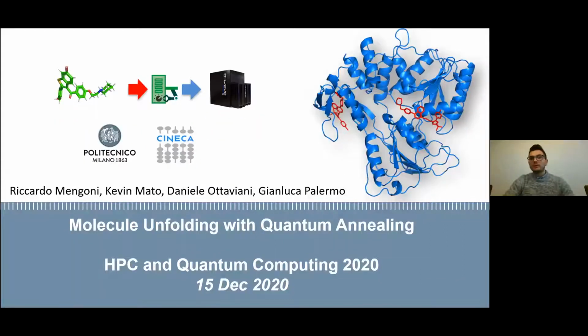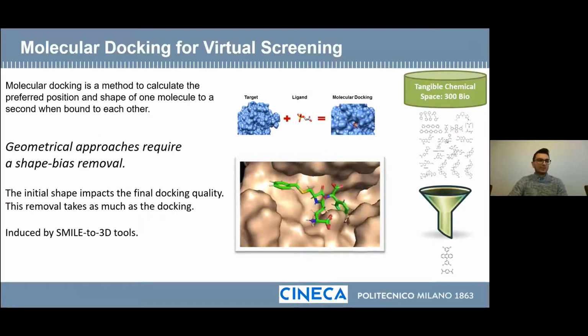Hello, everyone. I'm Kevin Mato from the Polytechnic of Milan, and today we'll talk about molecular unfolding with quantum annealing. The project is about drug discovery, in particular in silico drug discovery, which aims at screening virtual libraries of the order of billions of compounds for the most suitable molecules to forward to the later experimental phases. A computational technique used for this reason is molecular docking, which is the method to calculate the preferred position and the shape of one molecule to a second one when bound to each other by means of rototranslations.